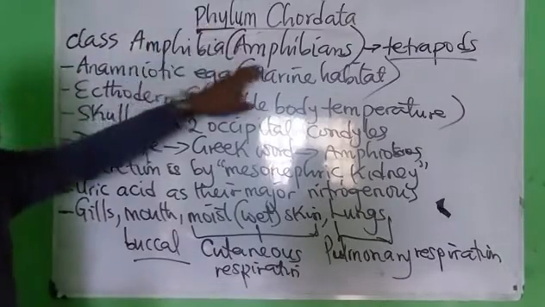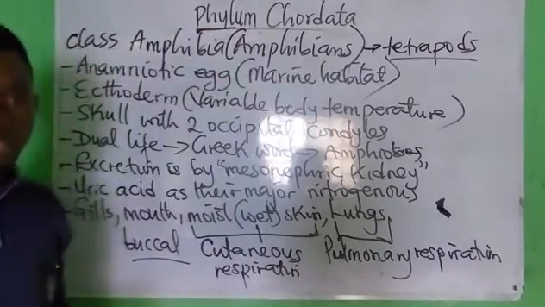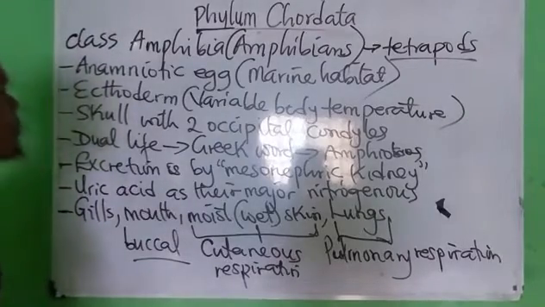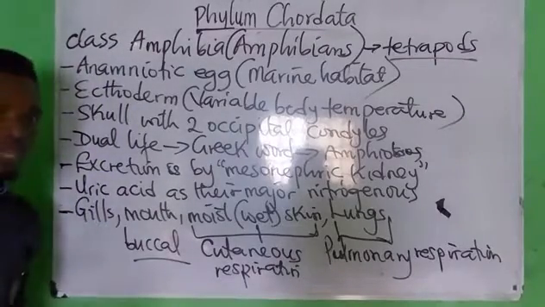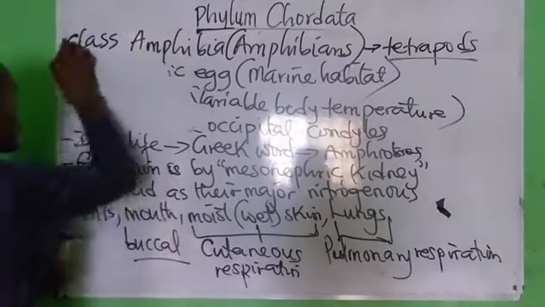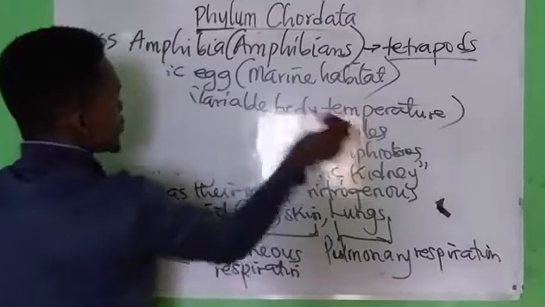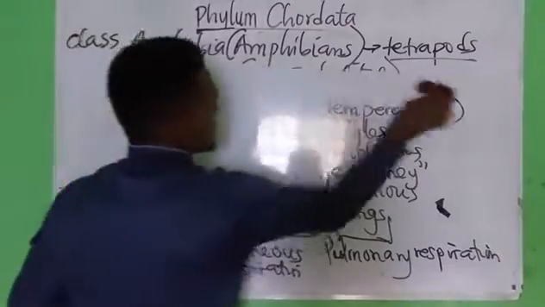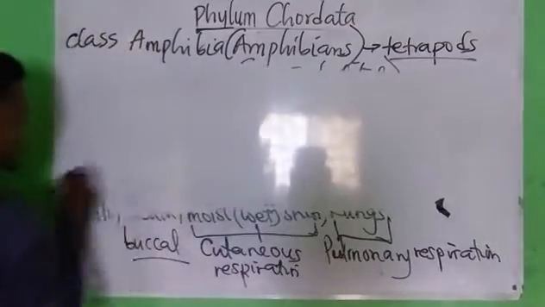The organisms are amphibians. They are tetrapods. Now we have three orders under class Amphibia. Now we are going to be looking at the features of the orders. Very, very important.